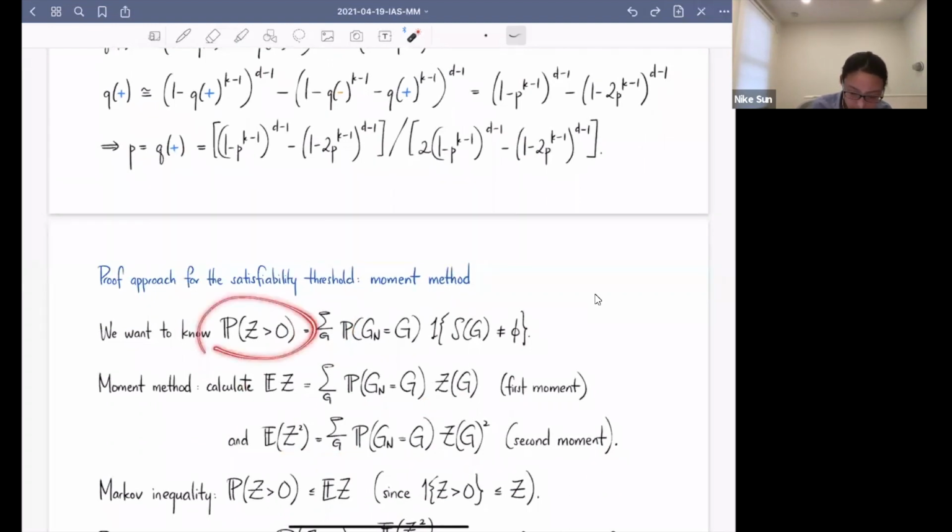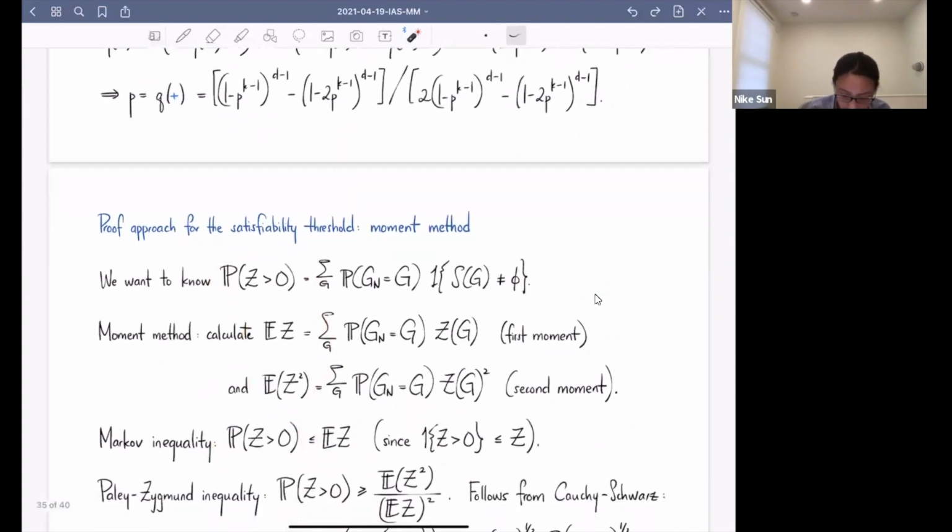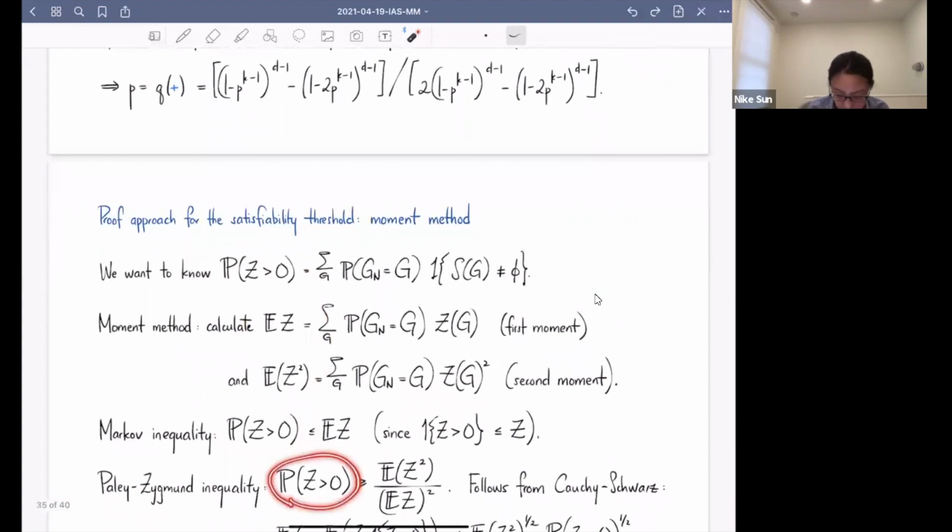So this is what we want. Unfortunately, what we actually want to know is harder to calculate than these moments. But we have some inequalities that relate them. First of all, the chance for Z to be positive is upper bounded by the expected number of solutions. And then also the chance for Z to be positive is lower bounded by the second moment divided by the first moment squared. This is a consequence of the Cauchy-Schwarz inequality.